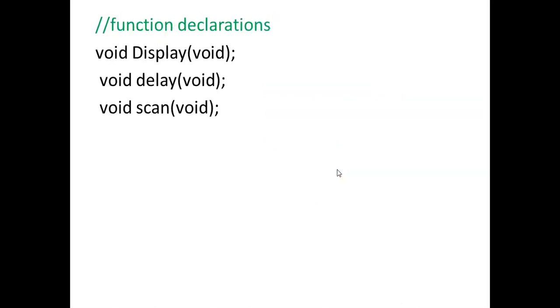Now the functions in the program are, first, the display function. This function displays a particular number on the 7 segment display, depending upon which key is pressed. Then there is a delay routine and the scan function. In this scan function, the process of row scanning and column reading is going to happen. All are void functions, which don't return anything to the main program.